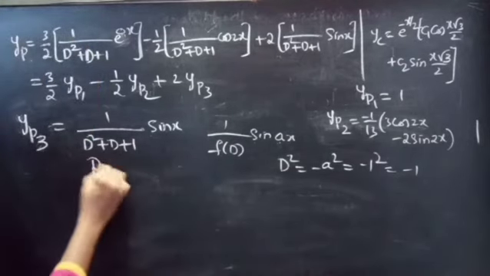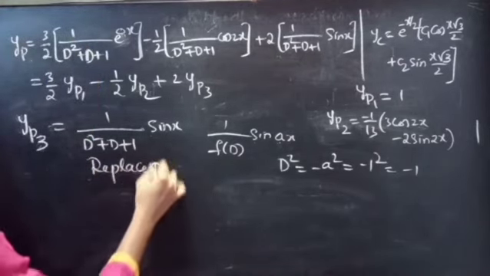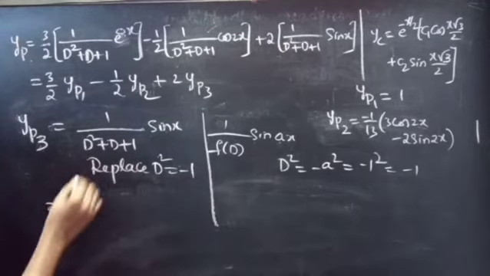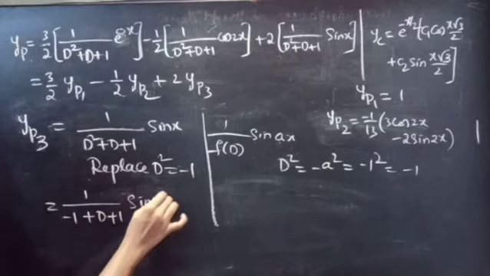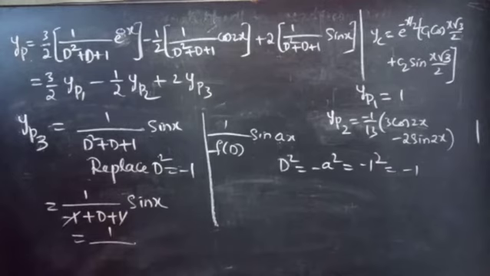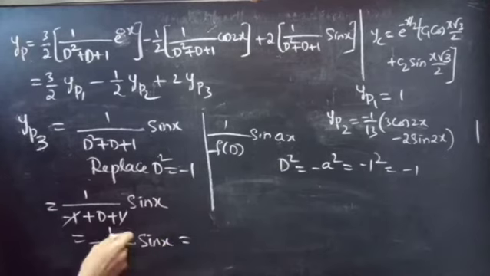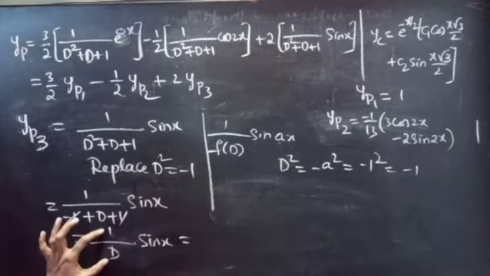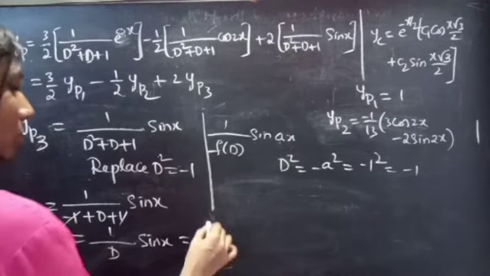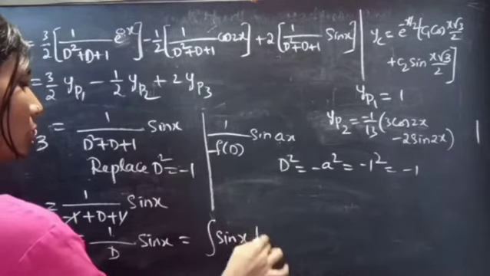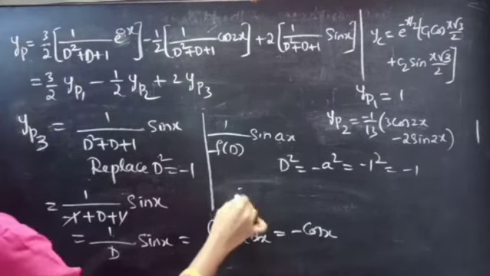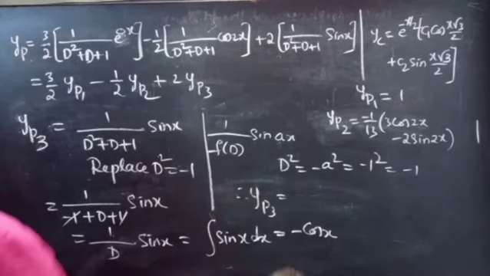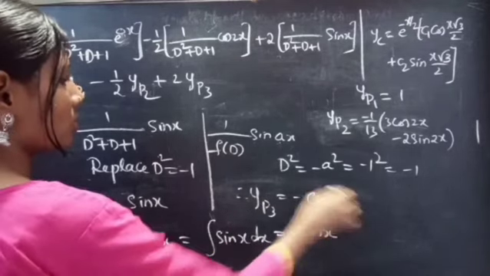So what can we do here? We can just replace d squared by minus 1. Then yp3 becomes 1 by minus 1 plus d plus 1 into sin x, which equals 1 by d into sin x, since minus 1 plus 1 gets cancelled. If d is a differential operator, then 1 by d is the inverse of the differential operator, or you can just call it an integral operator. So now we need to find the integral of sin x. The integral of sin x is minus cos x. So therefore, the result obtained from yp3 is minus cos x.